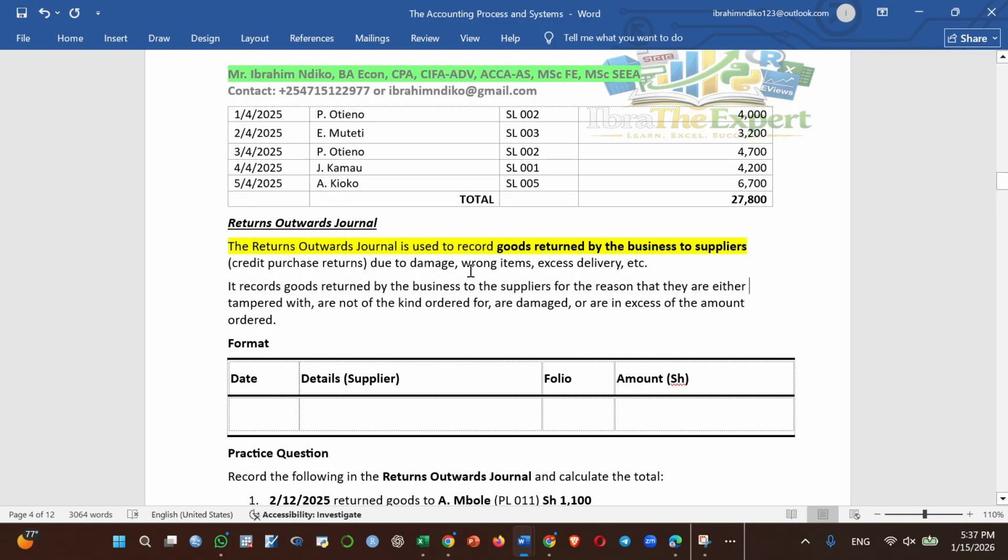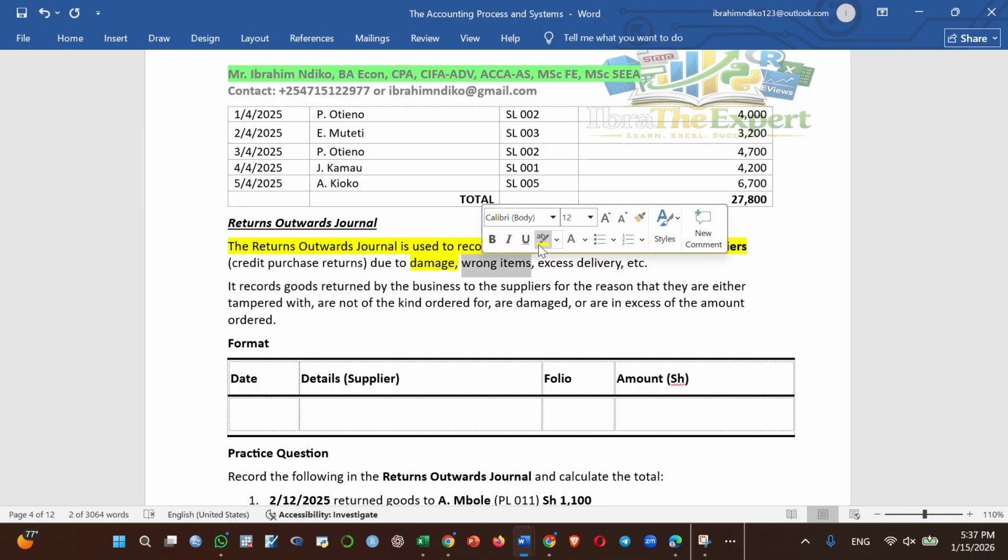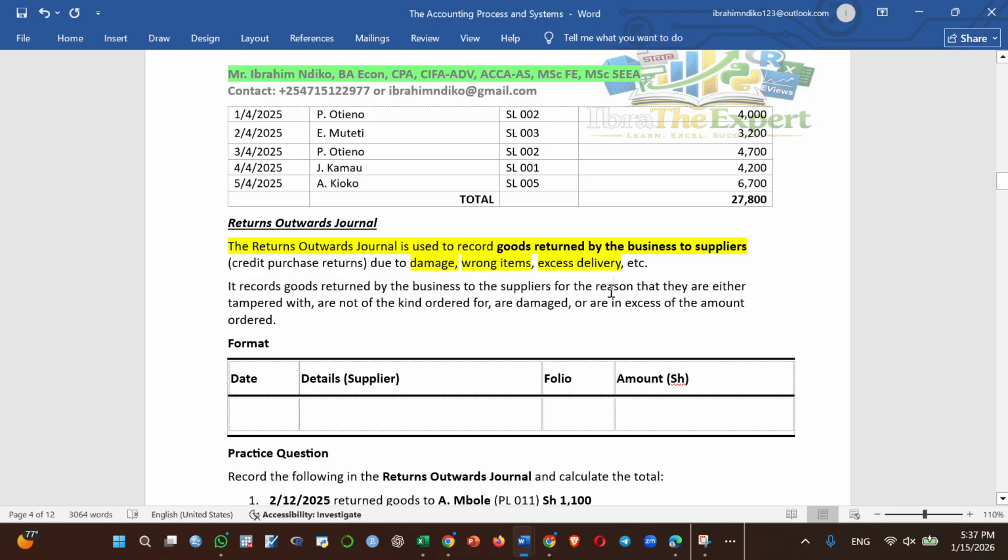Number one, if the goods were damaged. If the goods that were sent by the supplier were damaged, then the business can return them. Number two, if the goods supplied are not what you ordered, so wrong items. If you ordered something and they deliver an excess of what you ordered, you can return the excess amount.